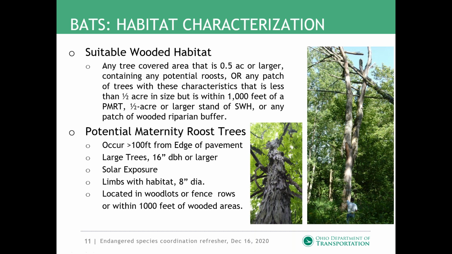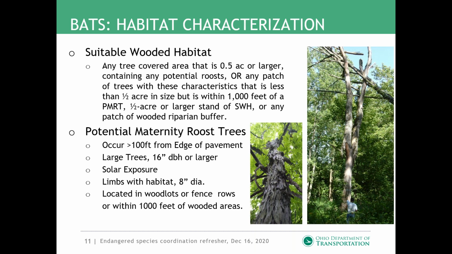Suitable wooded habitat, everyone's pretty familiar with that. It's any tree area that's half an acre or larger that contains potential roosts, or any patch of trees with these characteristics that is within 1,000 feet of a larger stand of suitable wooded habitat or a potential maternity roost tree.